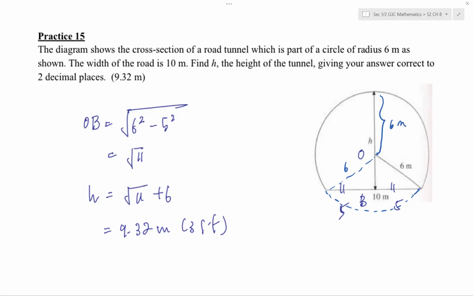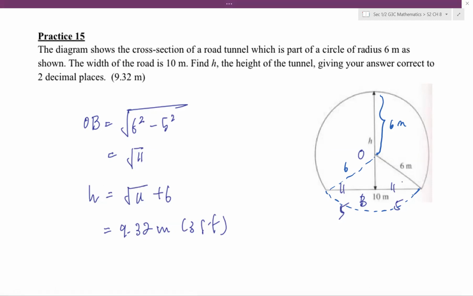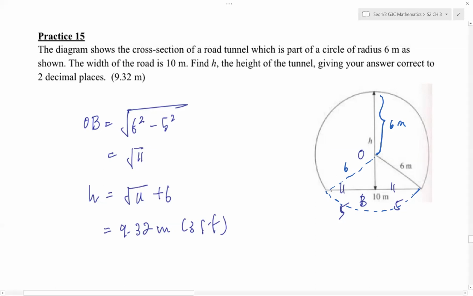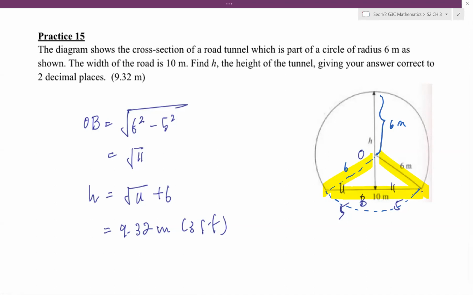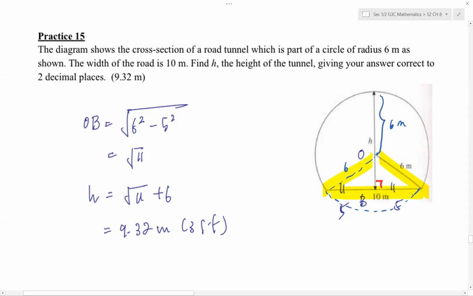The width is 10 meters. So horizontal distance is 10 because we have an isosceles triangle form. Why is it isosceles? It's got two sides of 6 meters. 6 and 6. So isosceles triangle. Isosceles triangle, vertical height is going to split the 10 meters into 5 and 5. In addition, this will be 90 degrees. Okay, so identify the right angle triangle over here. Of course, on the left hand side, it is the exact same triangle.